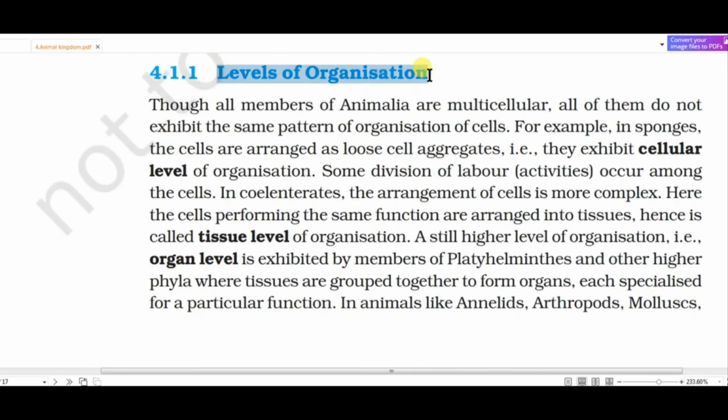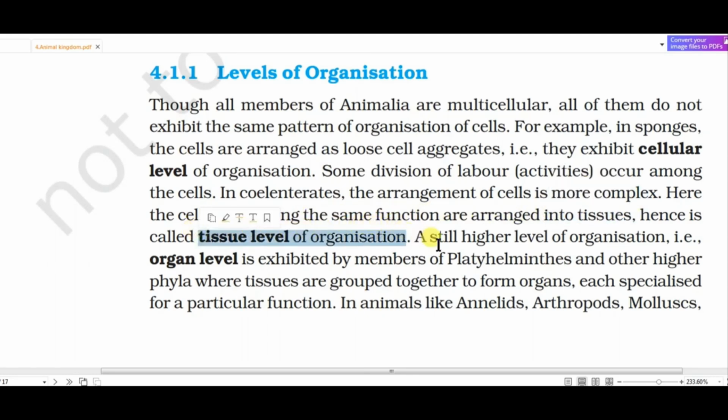Levels of organization. All members of Animalia are multicellular. All of them do not exhibit the same pattern of organization of cells. For example, in sponges, the cells are arranged as loose cell aggregates. They exhibit cellular level of organization. Some division of labor occurs among the cells. In coelenterates, the arrangement of cells is more complex. Here the cells performing the same function are arranged into tissues, hence it is called tissue level of organization.